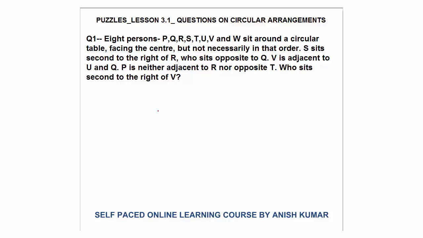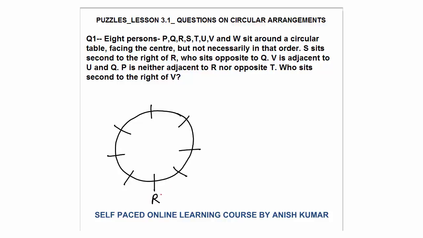Let me first make the circle with 8 seats. This is 1 2 3 4 5 6 7 8. Make the seats equally spaced, the distance between the seats must be equal so that you can easily place the people there. Now first, S sits second to the right of R. I told you that you can choose the first person of your choice and also the seat of that person. My first person would be R. The question says that S sits second to the right of R, so second to the right of R, S would be at this place.